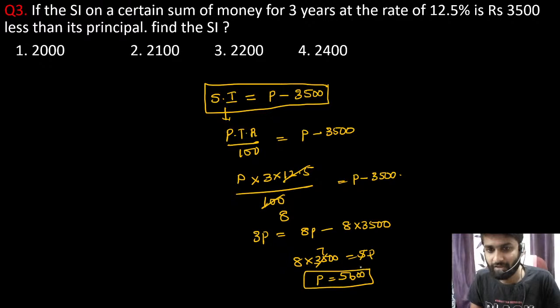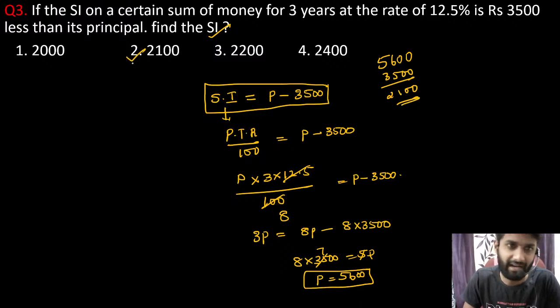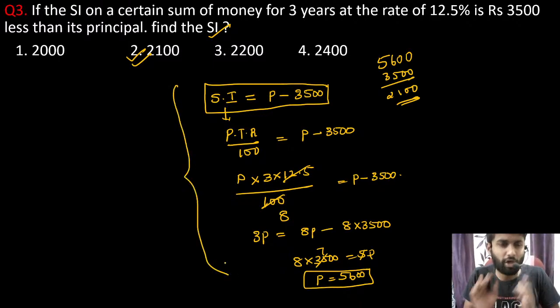P value becomes 5,600. Now the question is, we need to calculate the simple interest. Simple interest means 5,600 minus 3,500, the value becomes 2,100. But guys, if you go with this procedure, it takes time, because you need to calculate the principal first, then subtract. So I'm not taking that longer procedure; I'll go with a simpler approach.